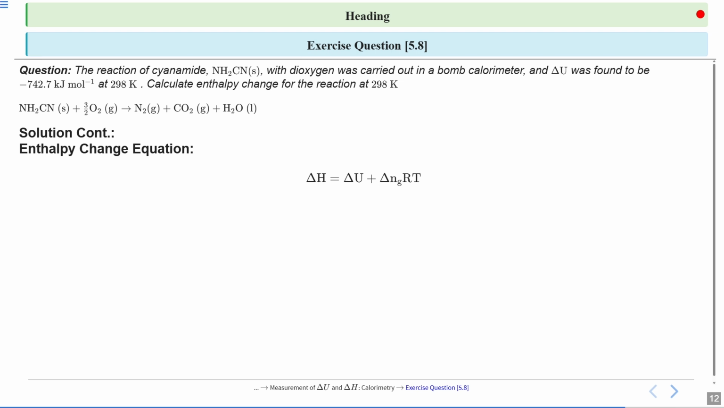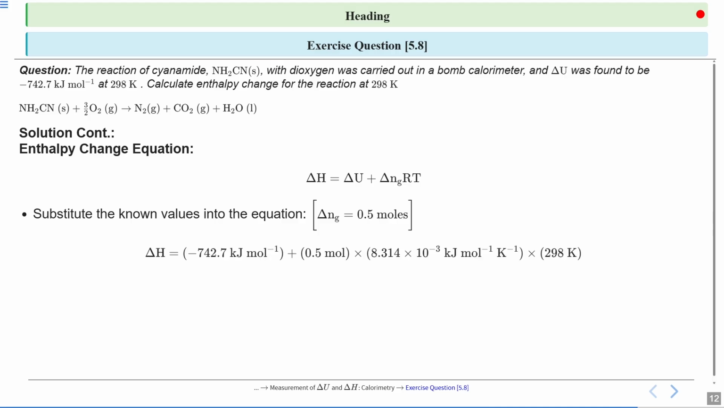We know the total formula, which is delta H is equal to delta U plus delta PV. Instead of PV, we have simply written nRT. Now, since PV is equal to nRT comes from the ideal gas law, we are considering the gaseous molecules change only and not the solid and liquid part. Now, the delta Ng is calculated as 0.5 mole. So, we can put this value in our equation.